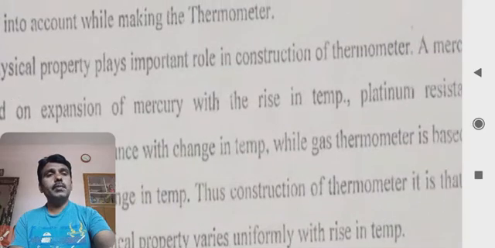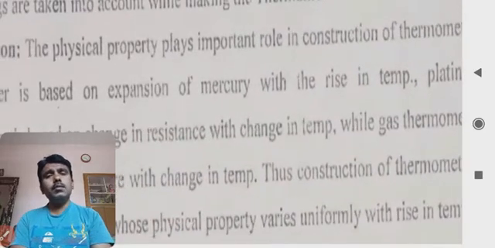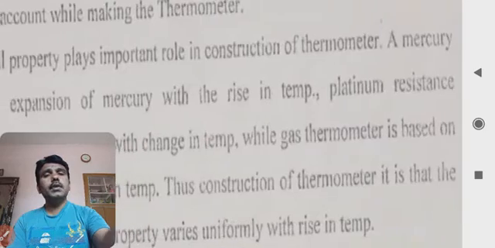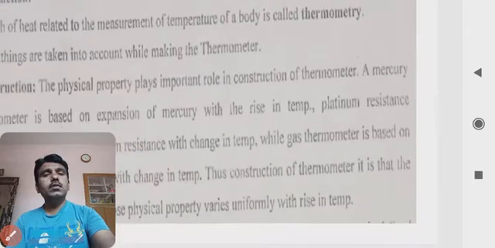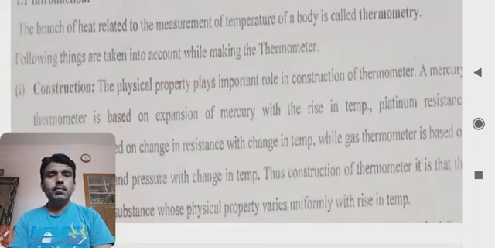and for that the physical property plays an important role in the construction of the thermometer. Basically we are aware that although nowadays we use digital thermometers, the base is the older one. If you know, there is mercury which plays a very important role in this thermometer, and this mercury is one part of your thermometer, and it is based on expansion.